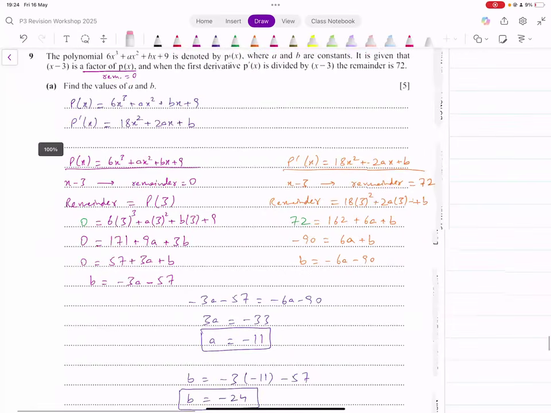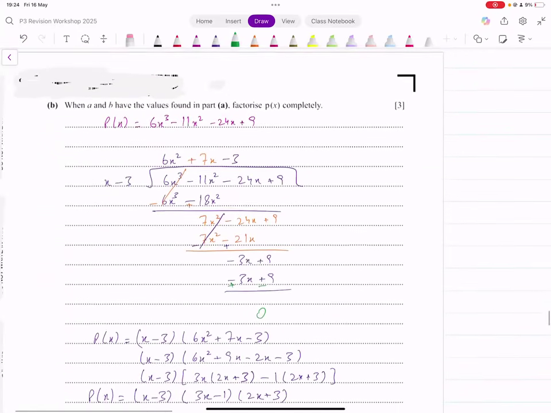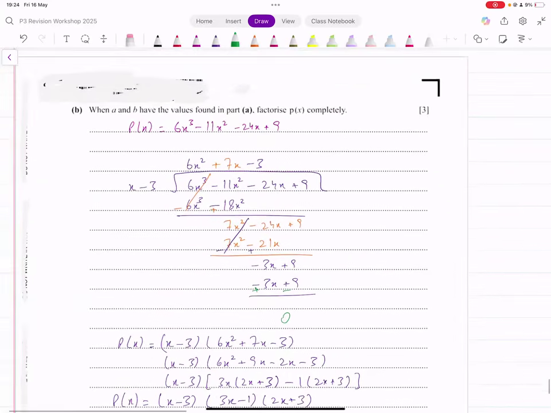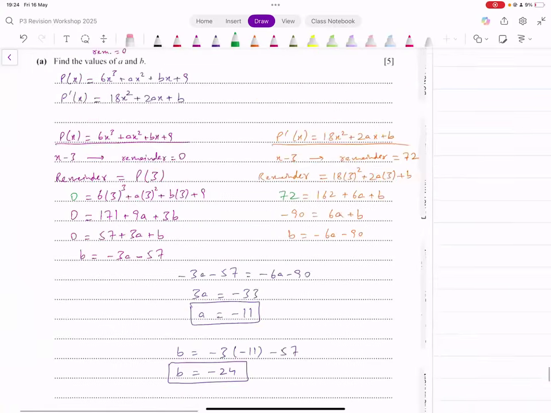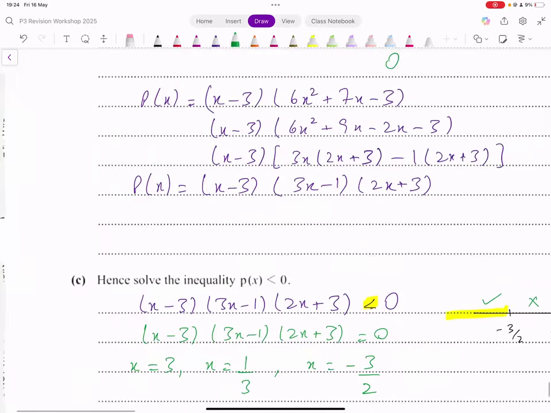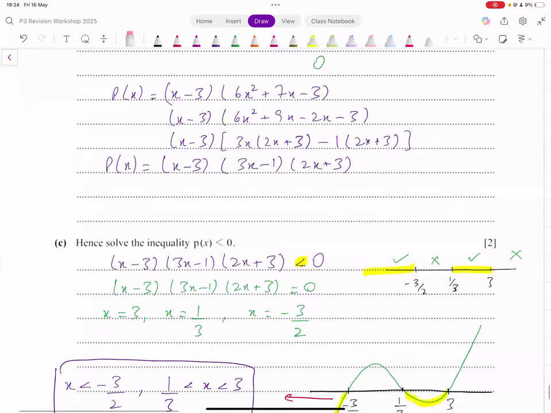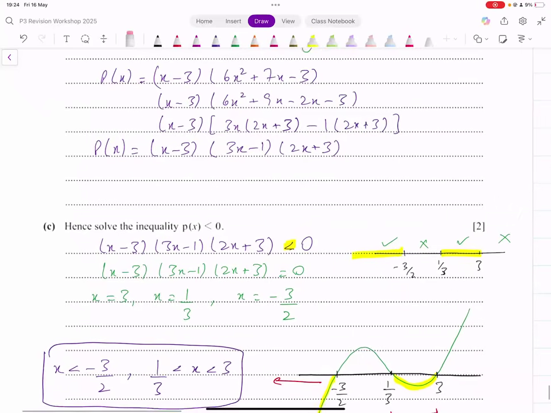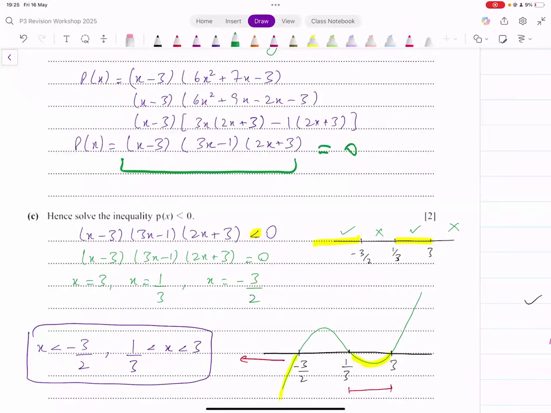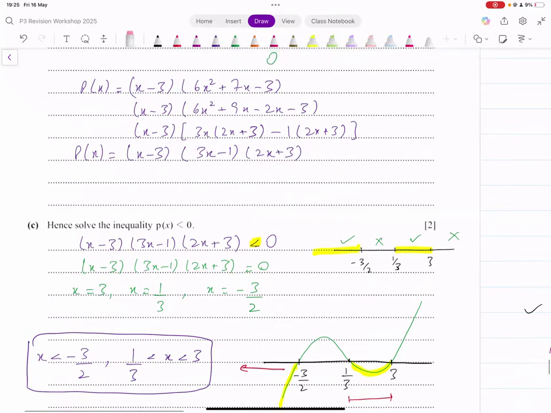Now, in the next part, they are saying when a and b have these values, factorize p of x. We factorize that using the factor that we were given. X minus 3 was one factor. We have factorized it like this. But then in the third part, they say, hence solve this inequality now. P of x less than 0, this is the inequality that they want us to solve next. How do you solve inequalities? We treat them as equations first of all. Solve this equation. We put this equal to 0 and solve this equation. What values of x do we get from that? X equals 3, x equals 1 over 3, x equals minus 3 over 2. We're getting 3 possible solutions of this equation.